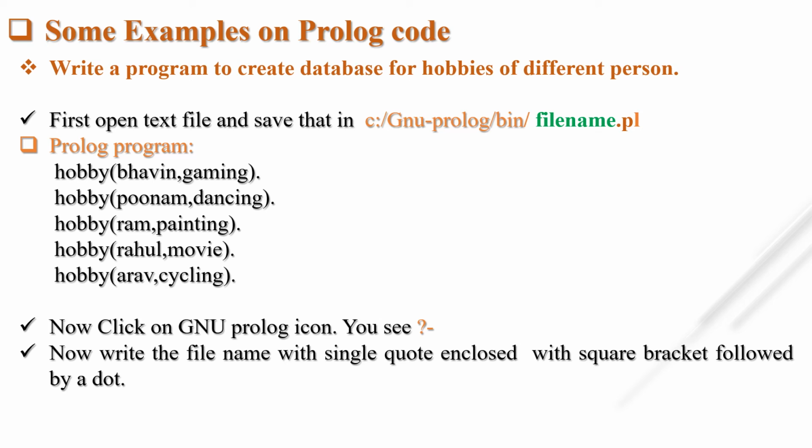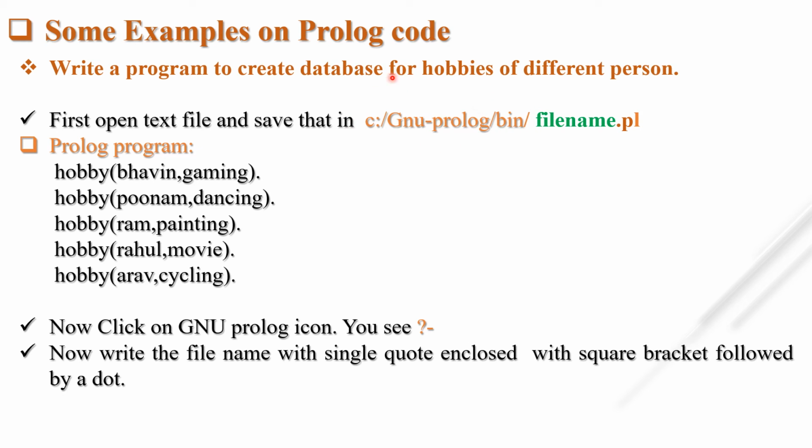So now we are going to see some examples based on Prolog coding. This is also helpful in the laboratory. First I am going to explain how to create a Prolog file. First you have to open a text file and save it in C:\GNU Prolog. In GNU Prolog you have to open the folder bin and then give a particular file name with the extension .pl, that is programming logic. First you have to install GNU Prolog, then and only then you can locate this folder.